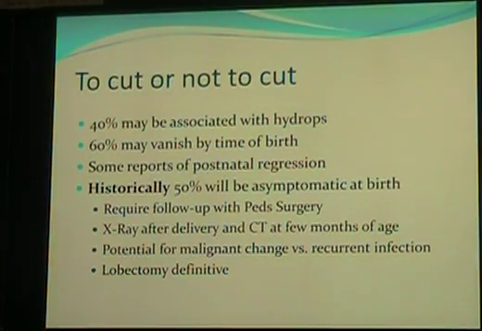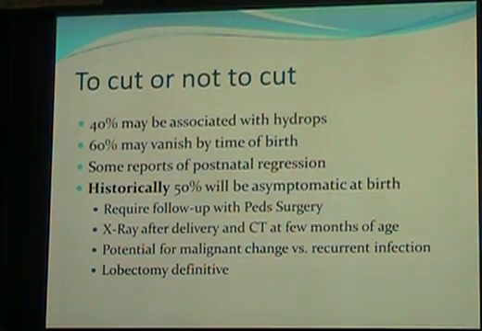And the reason that's the controversial point is it's difficult to determine what will happen to these kids at birth, and it's even more difficult to determine what will happen in the long run. Certainly less than half, but can be associated with hydrops. But 60%, even when they appear large in utero, may actually vanish by the time of birth. There's also some reports of postnatal regression.